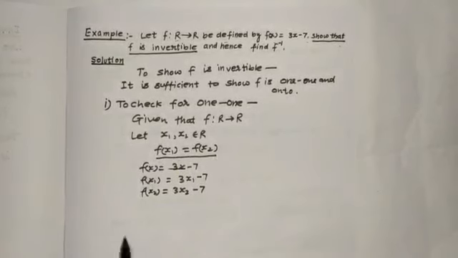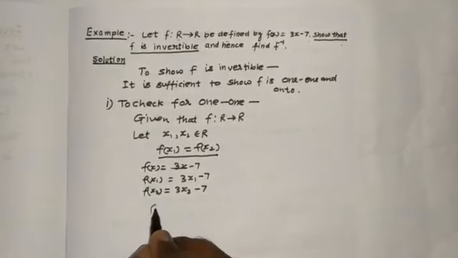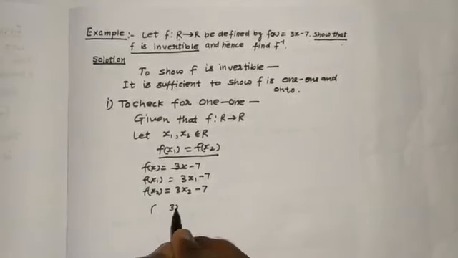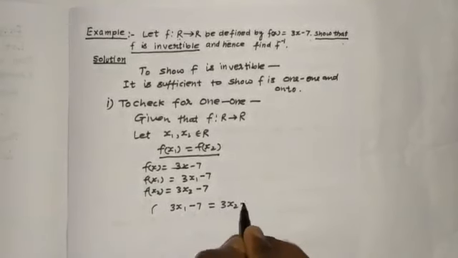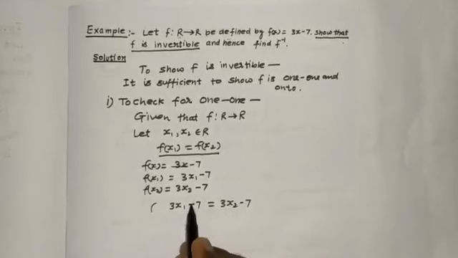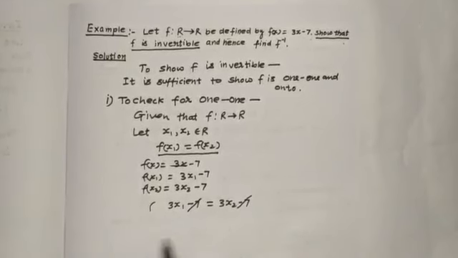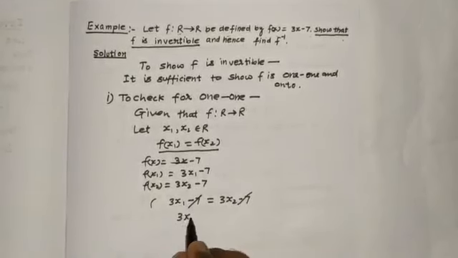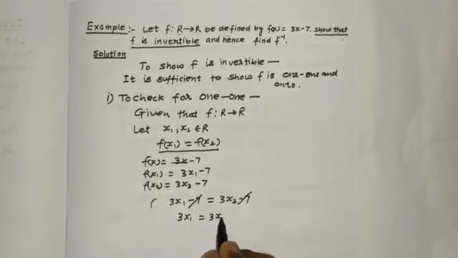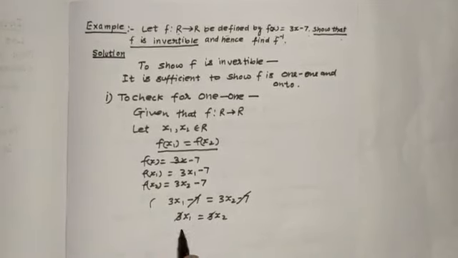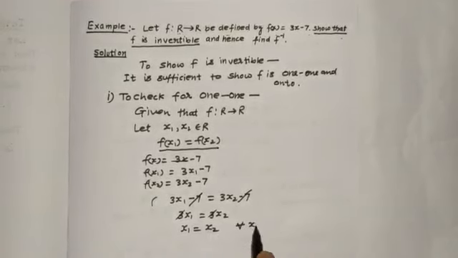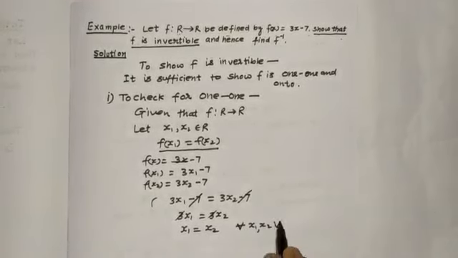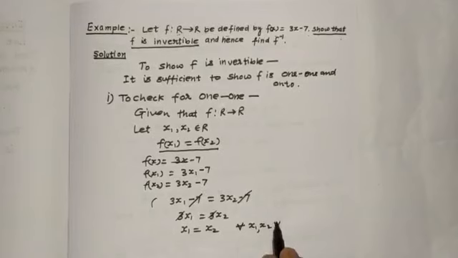f(x1) equals f(x2). Now substitute here. This will be 3x1 minus 7 equals 3x2 minus 7. By the cancellation law, minus 7 will be cancelled. Then you will get 3x1 equals 3x2, and this 3 cancels. It means x1 equals x2 for all x1, x2 belonging in R.